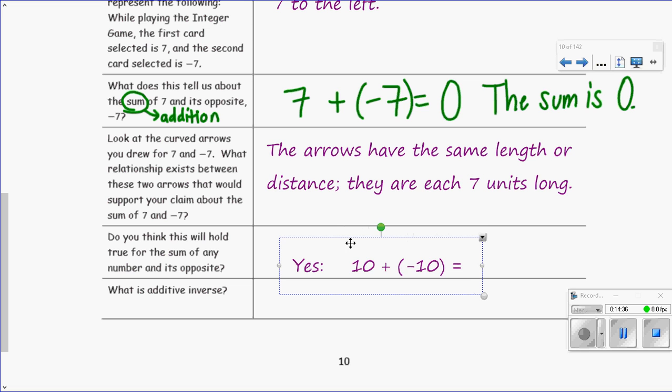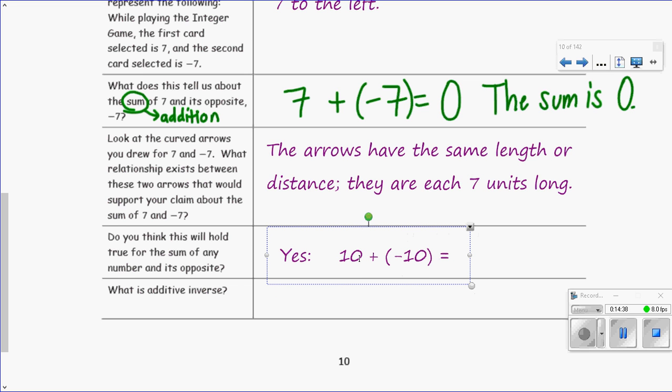The reason I like money is because this helps me think like, okay, I have $10 and then I owe someone $10, or maybe I spend $10. So basically, if I have a $10 bill and I spend a $10 bill, I'm left with 0. So that's an example of opposites. You can write something else besides 10 plus -10. You could even write it in the other order. You can do -10 plus 10.